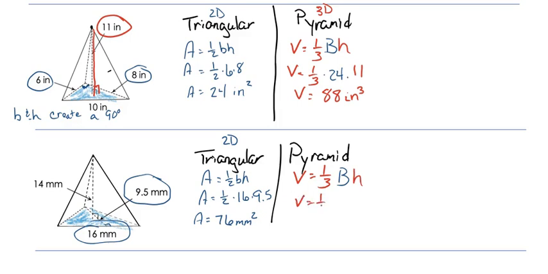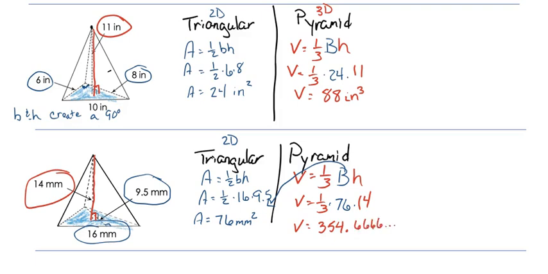So volume equals 1/3 of, well, we said that the big B over here was 76, so times 76, and then the total height. How tall is the pyramid is what this H stands for. How tall is the pyramid? Well, this is the measurement for that, and it is 14, so times 14. So how I would type this up, I'm going to say, well, I'm going to take 76 times 14, and then I want 1/3 of it, so I'm going to divide it by 3. And I have 354, then I have a decimal, and then after that I see that I have 6's repeating.